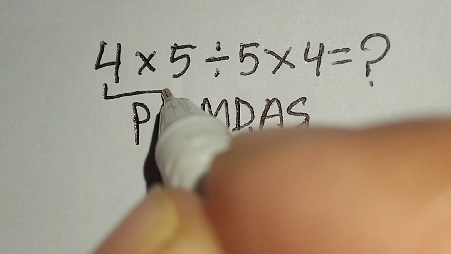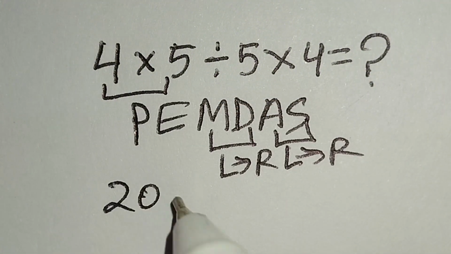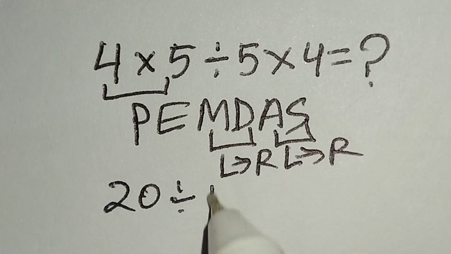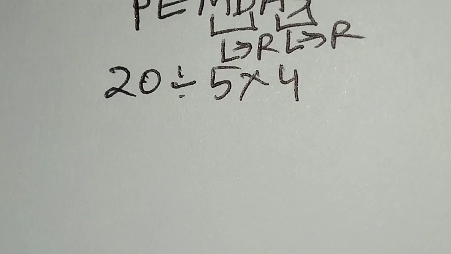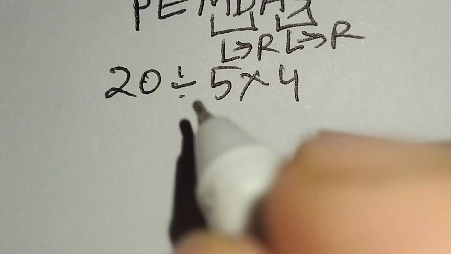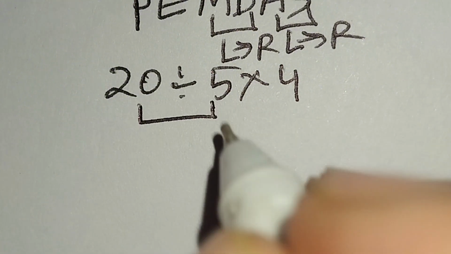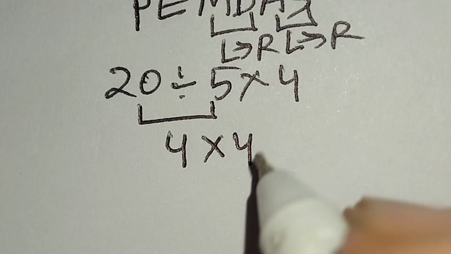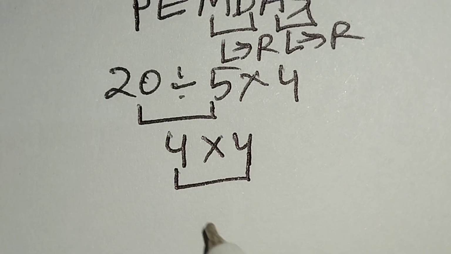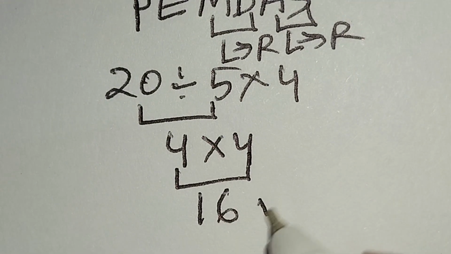Here 4 times 5 gives us 20 divided by this 5 times this 4. Now I have to work with this division. Here 20 divided by 5 gives us 4 times this 4. 4 times 4 gives us 16, and this is correct answer.